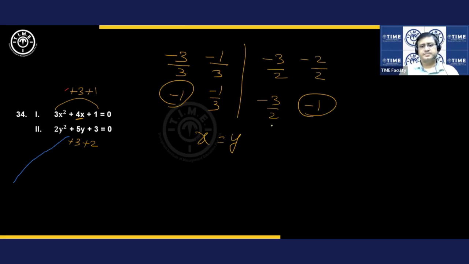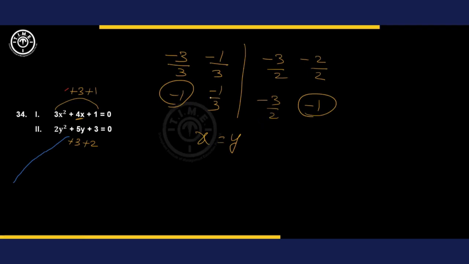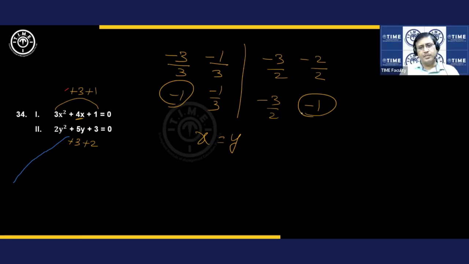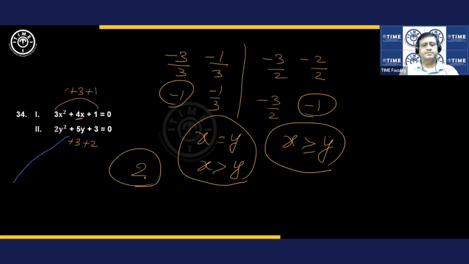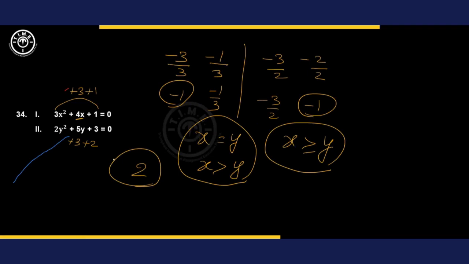Then what about the next? Minus 1 and minus 3 by 2. So minus 1 is greater. Minus 1 by 3 is greater than both the values of y. So x is greater than y. Combining these two, x is greater than or equal to y. What is the right option? Choice 2. Option number 2.